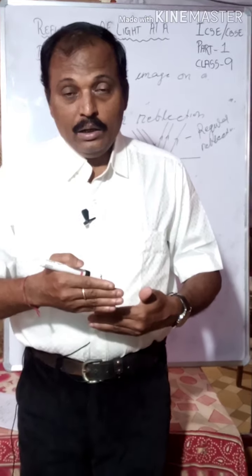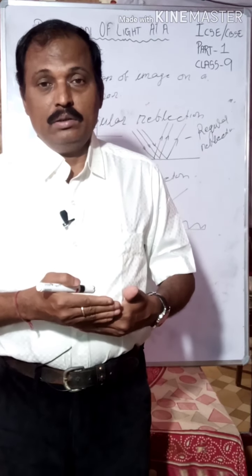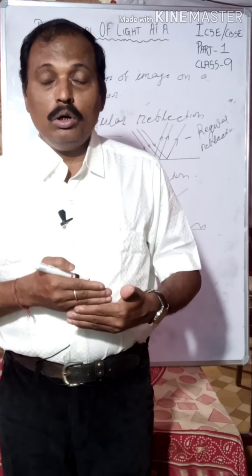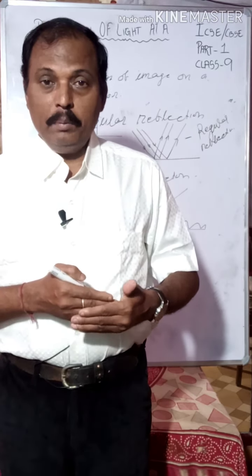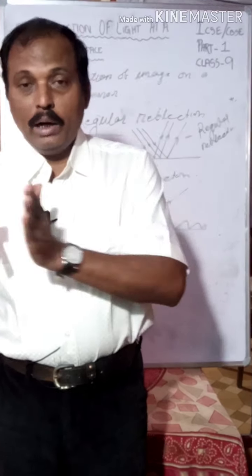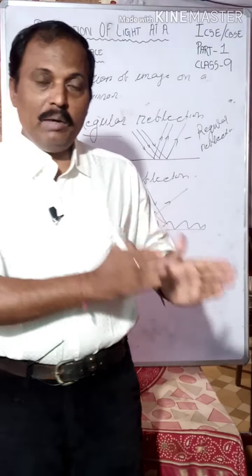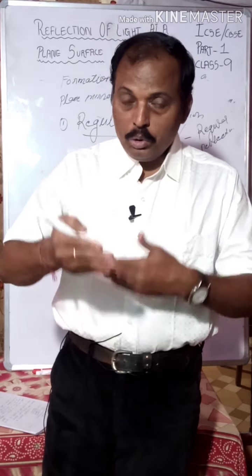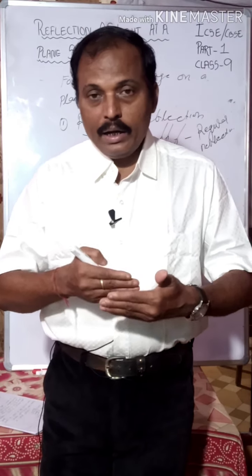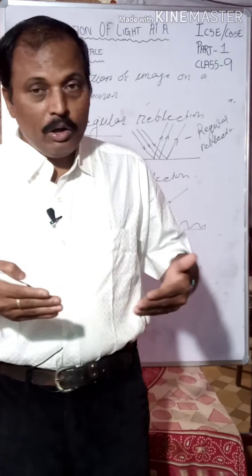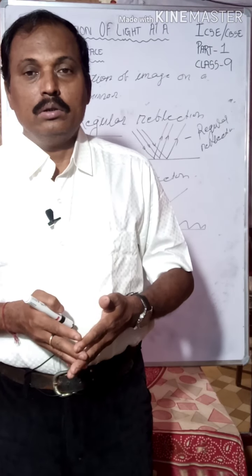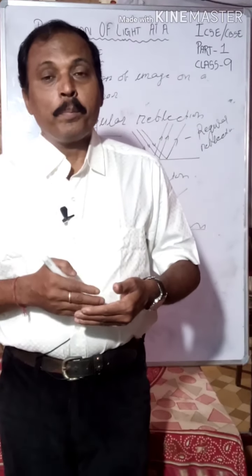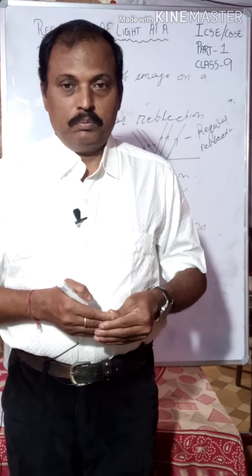When we see objects in our day-to-day life, it is due to irregular reflection. If there were no irregular reflection, one side would be lighted and the same side would be in darkness. But due to irregular reflection, in our day-to-day life we see many more things around us.